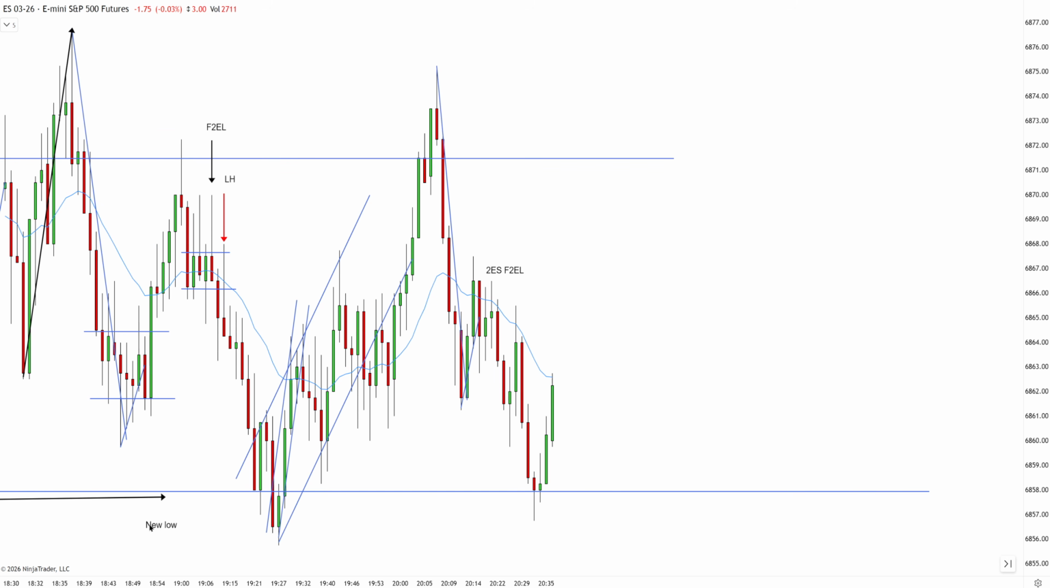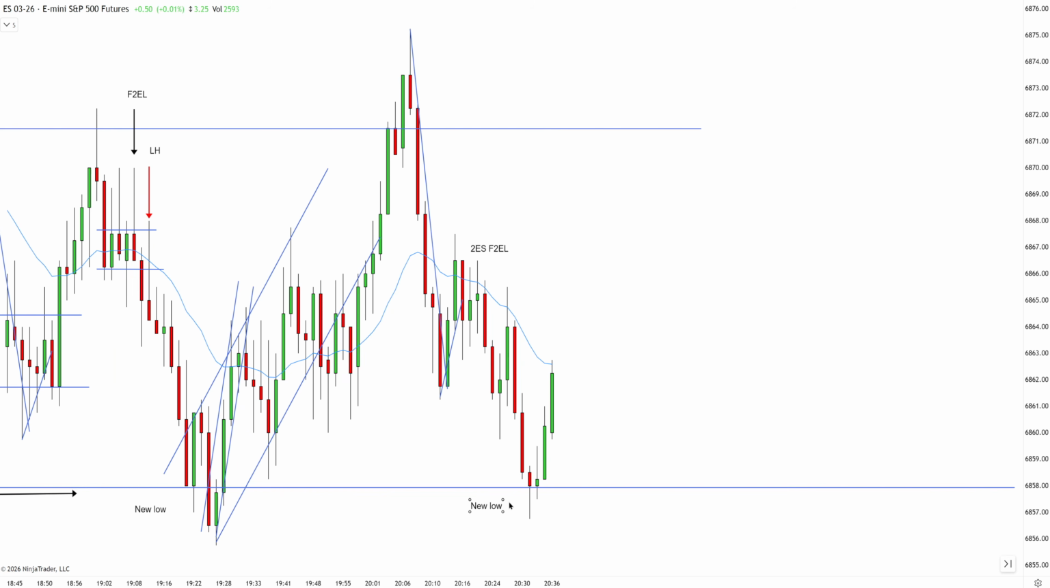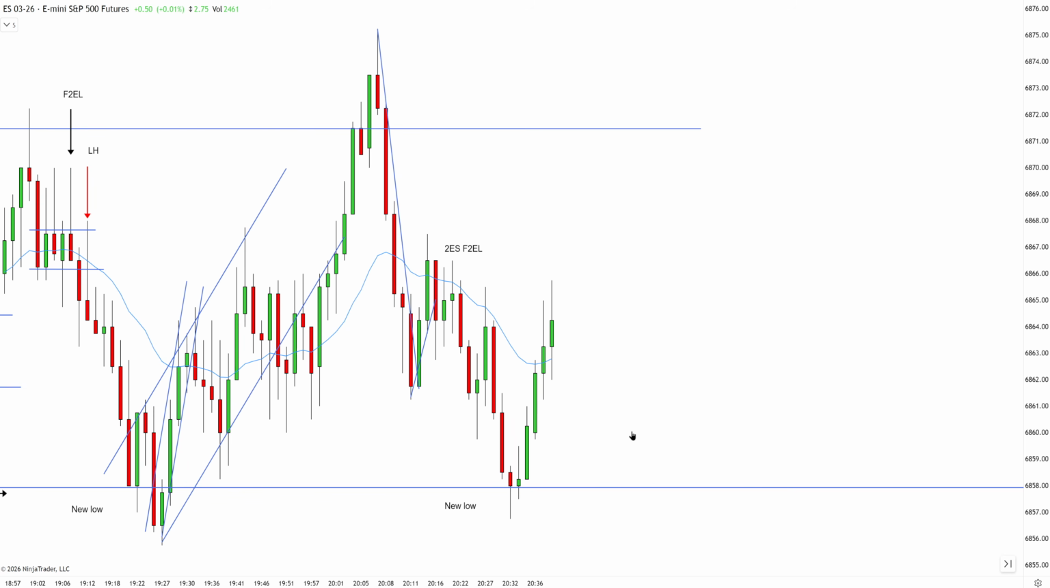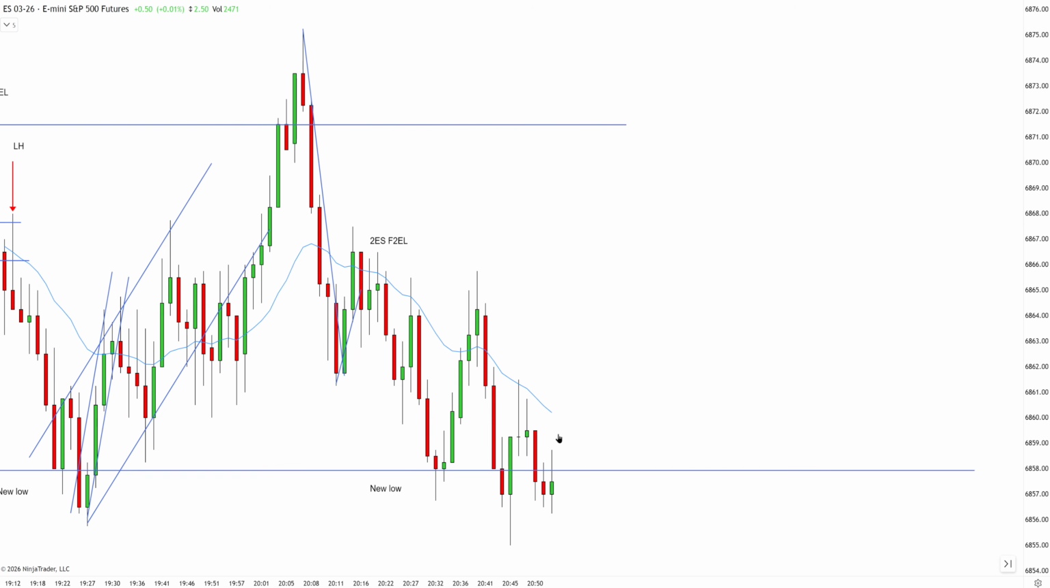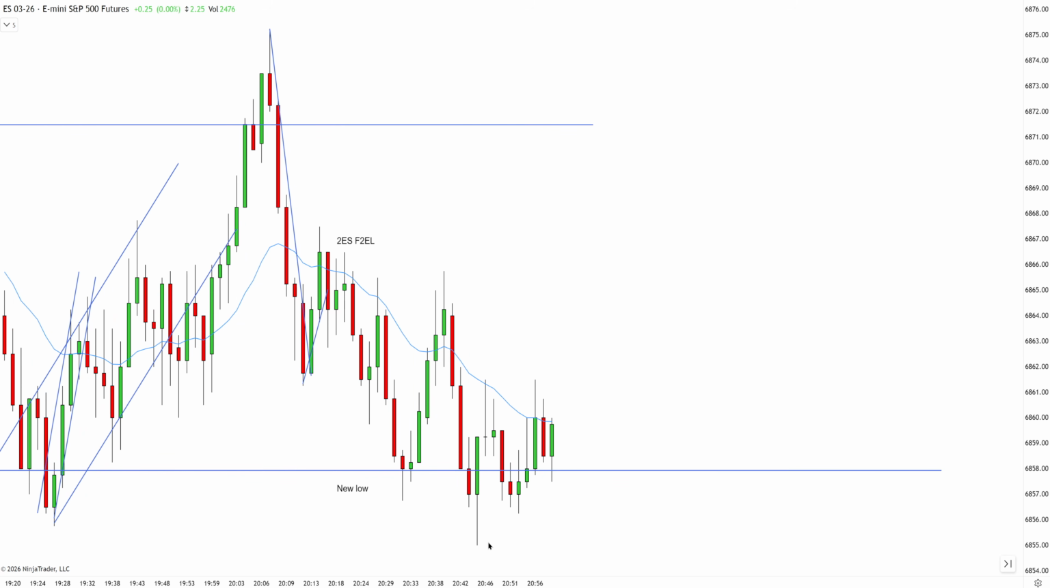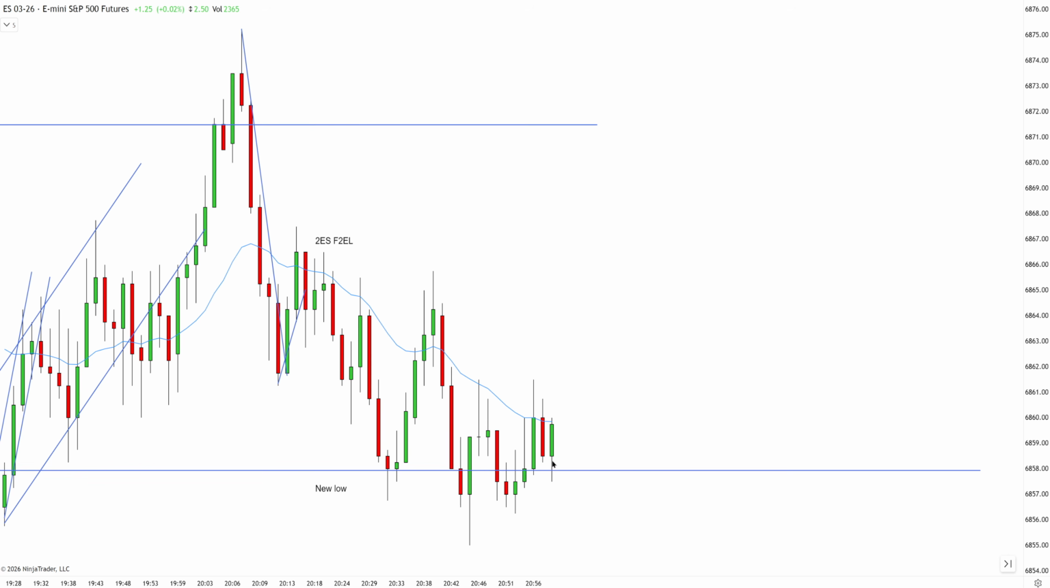Now you have breaking new low. Can you really pick a bottom? Not really. You don't have a good bar here. I don't really like picking a bottom here just yet. You have a failed second entry short, but it's still mainly below EMA.